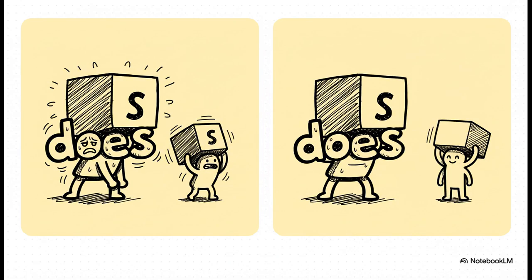Mistake number 2, the double S. Remember, the helper verb does is already doing all the heavy lifting. It has the S on it for the third person. That means the main verb gets to relax and just go back to its original base form. So it's not what does she likes, it's what does she like.